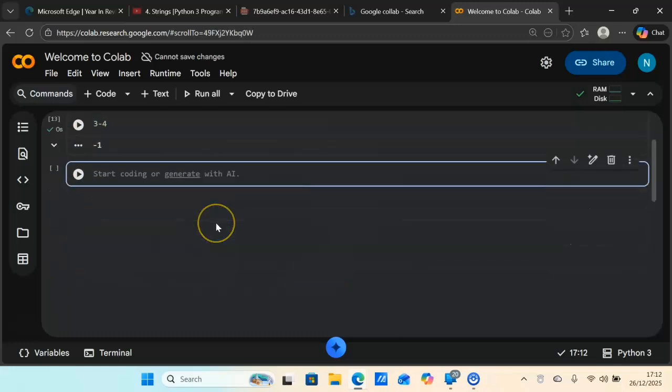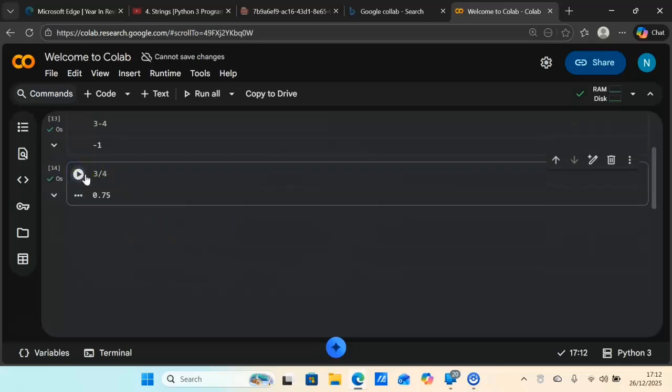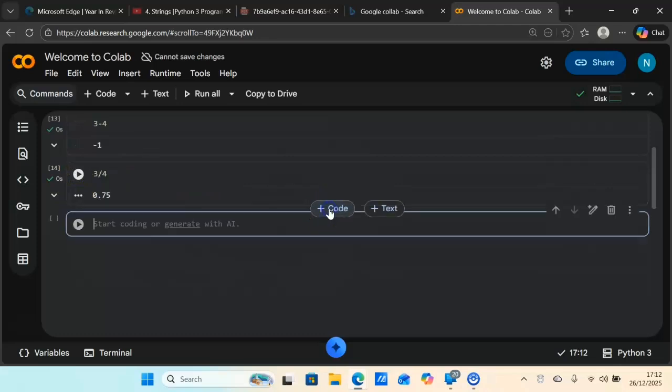Let's say you're being asked to do division. In division, it's 3 divided by 4. And you have 0.75. Continuing in the video, I'll tell you what they refer to this as. So moving on to multiplication.